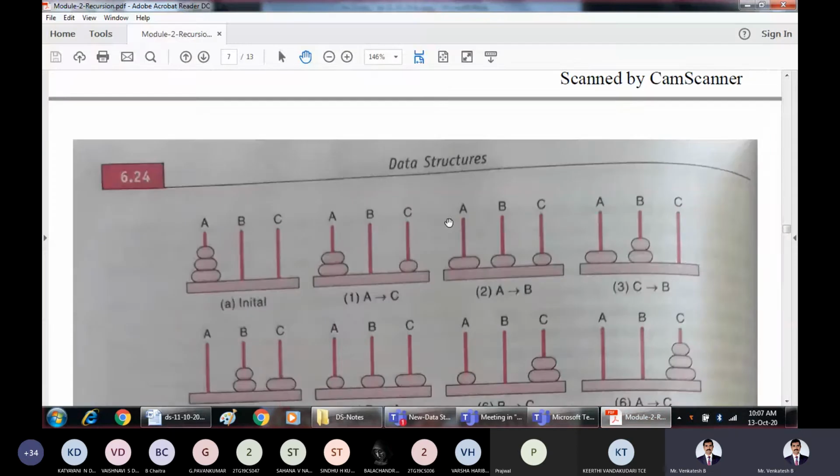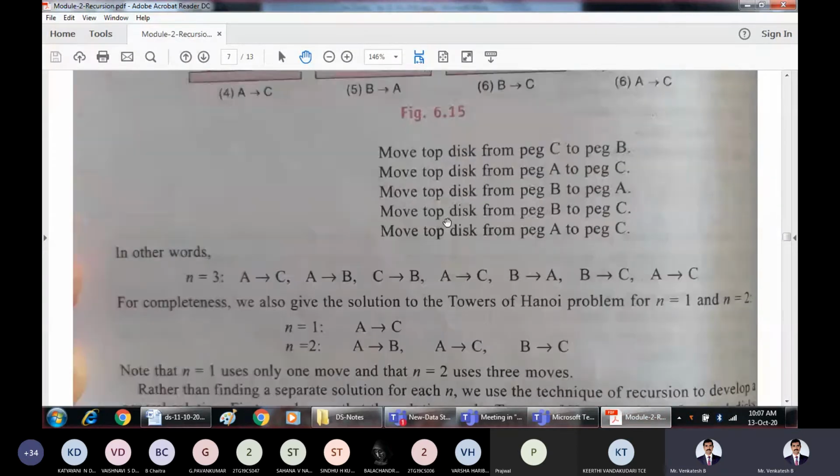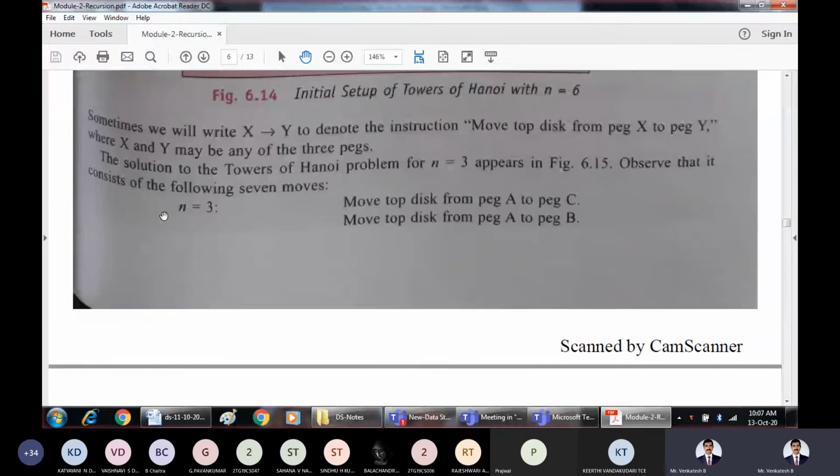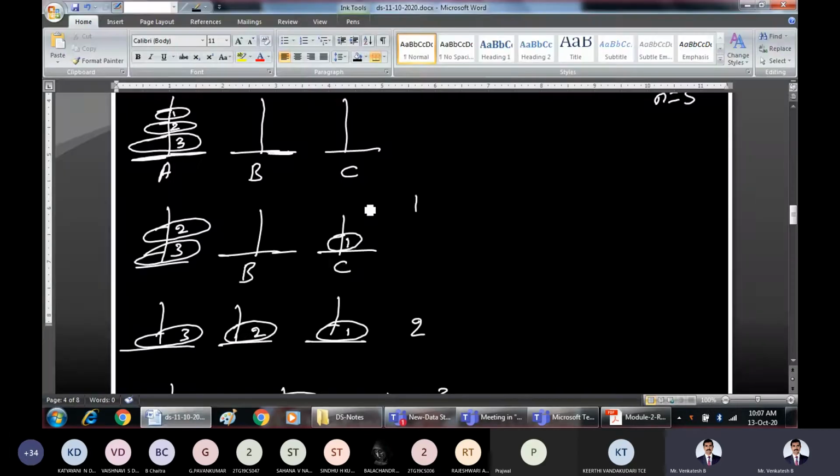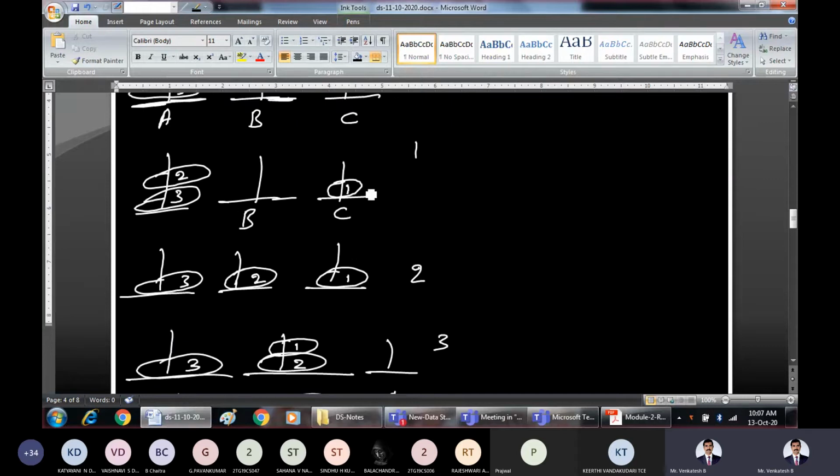The same scenario is shown here. Sometimes this movement is denoted by this notation, X arrow Y. That means moving the topmost disk from peg X to peg Y. That is the sample scenario, the notation used in this book. For n equal to 3, we have already solved it. Move the top disk from peg A to C first, like how we have solved. First you have to move from A to C, but not from A to B. If you move from A to B, again the number of moves will increase.